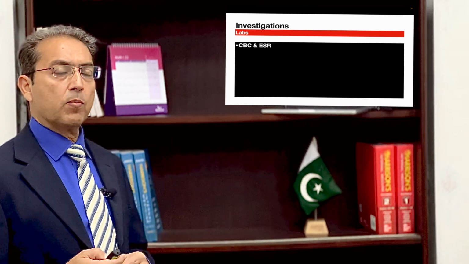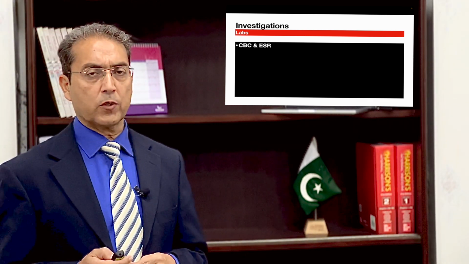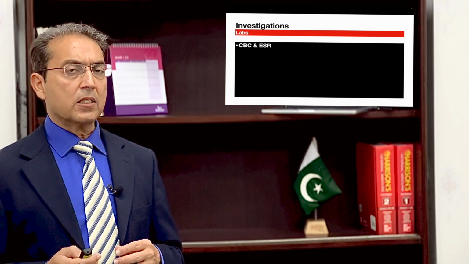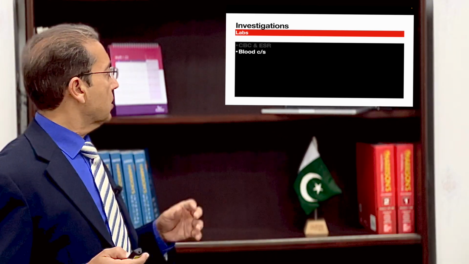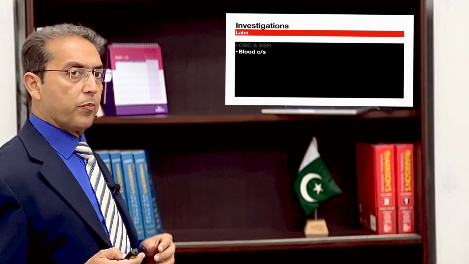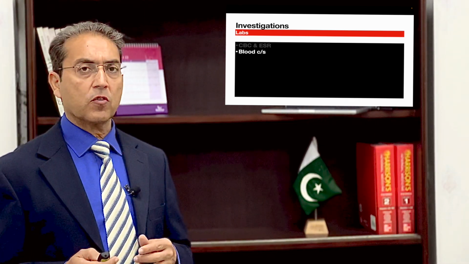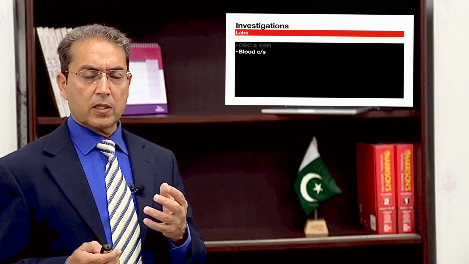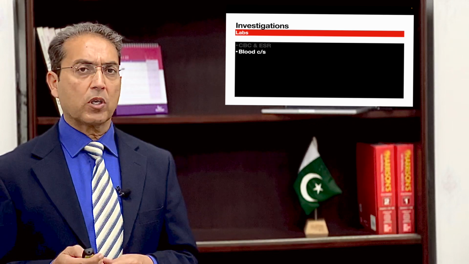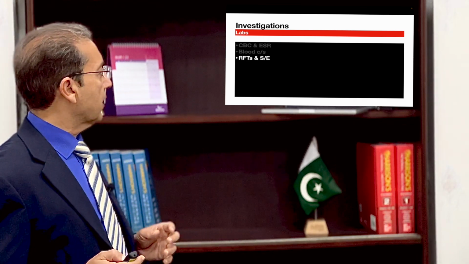Investigation labs are important. We need a complete blood count to see for the presence of leukocytosis. See the ESR. If it is very high, it may indicate chronic inflammatory disorders. Go for blood culture, and if possible, aspirate the peritoneal fluid and send it for culture. And there may be culture required in other conditions. For example, in enteric fever, you may even require bone marrow culture. So appropriate cultures may be taken.